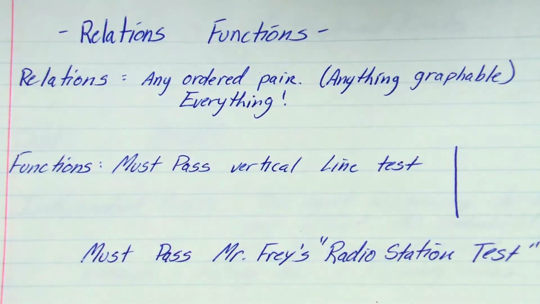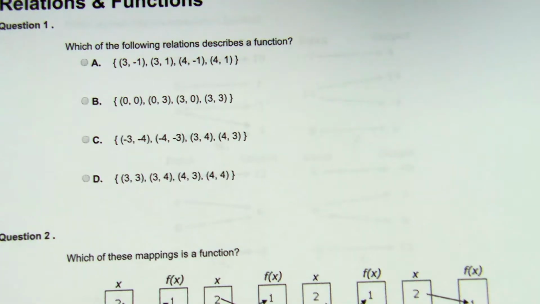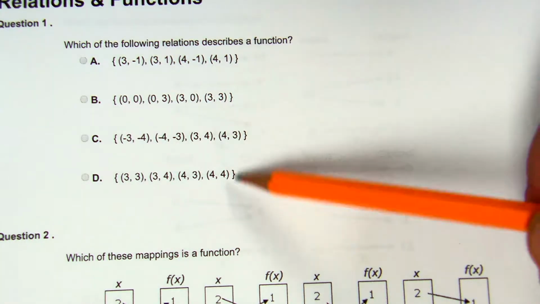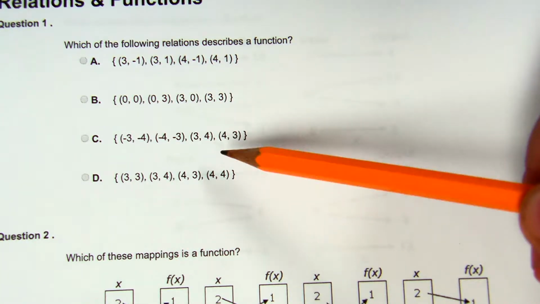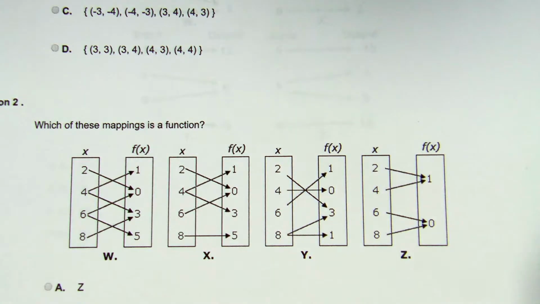So these problems can look a little intimidating, but they're not that bad. And I'll do a few for you, and I think you'll get the hang of it pretty quick if you keep in mind my radio station test. So it wants to know which of these describes a function. Well, we'll talk about that in a second, but right now, these are all relations. No matter what they graph, no matter what they look like, you can graph any one of these ordered pairs. These are relations. Same thing with these. These are all relations too.